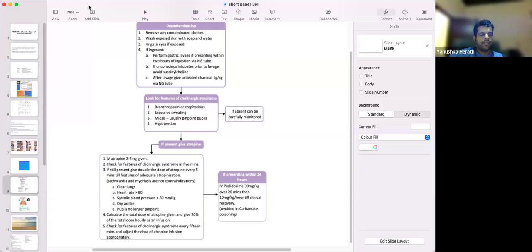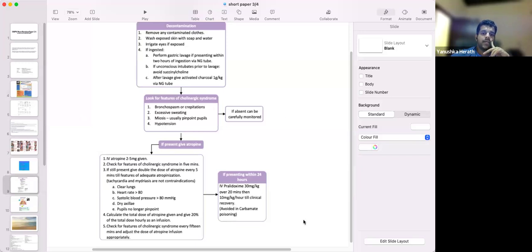So these are the endpoints. You have to remember these endpoints because these are frequent MCQ questions. Once the endpoints are reached, you have to calculate the total amount of atropine. Imagine they have given 100 milligrams of atropine, then you take 20%, 20 milligrams, and give that as an infusion over the rest of the time. You have to check, while atropine is going on, for features of cholinergic symptoms, which should be monitored, and also atropine toxicity should be monitored as well.